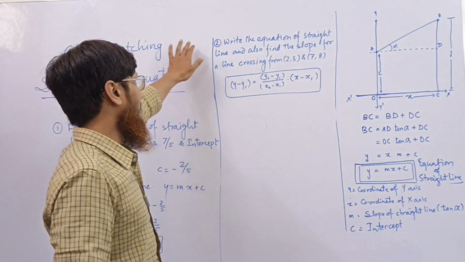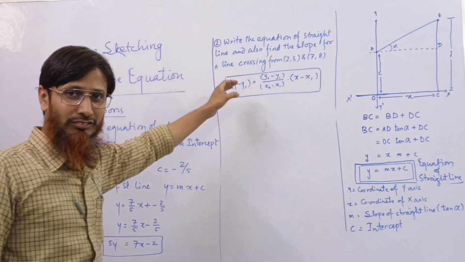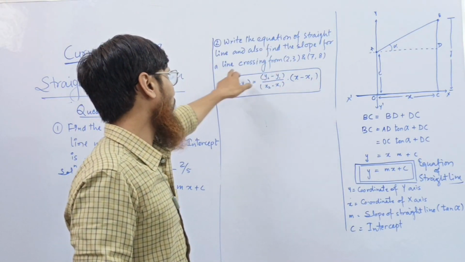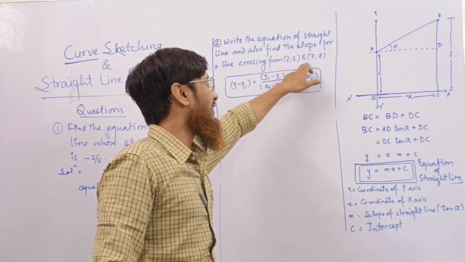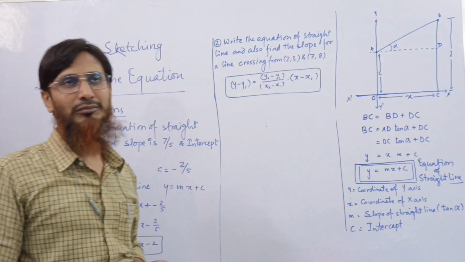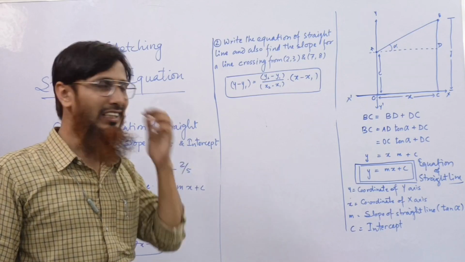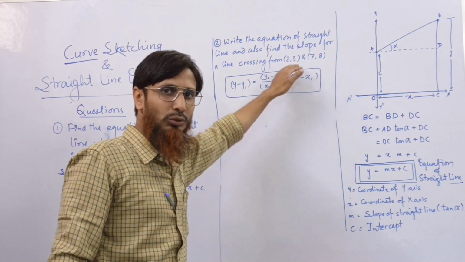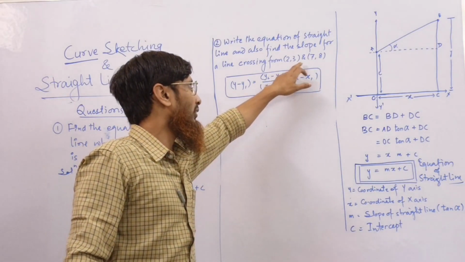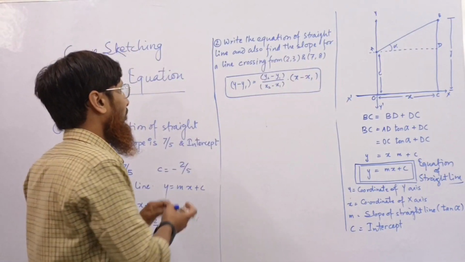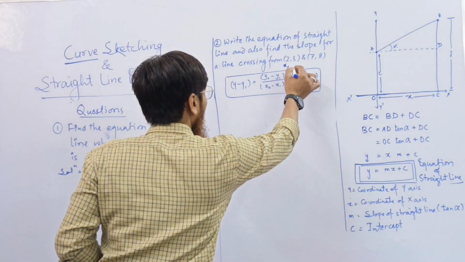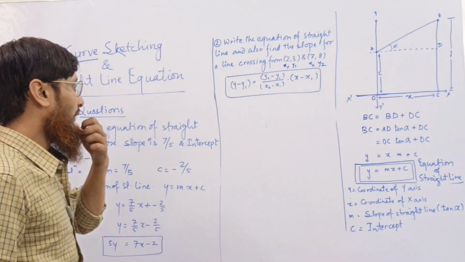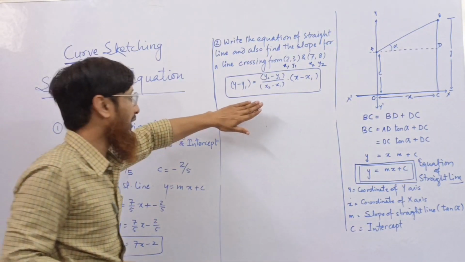Now, moving on to the next question. It is for the special case we have already discussed: write the equation of straight line and also find the slope for a line crossing from 2, 3 and 7, 8. We have already discussed it earlier. In special cases, we have seen when a line is crossing from several points, right? 2, 3, this is x1, y1, this is x2, y2. So the first one always x1, it is y1, it is x2, it is y2. So the equation of straight line would always be like this.